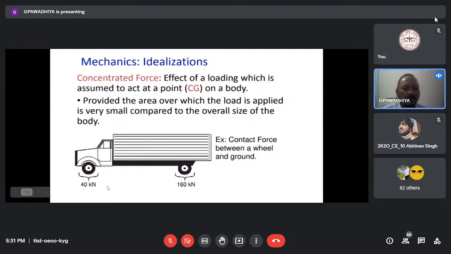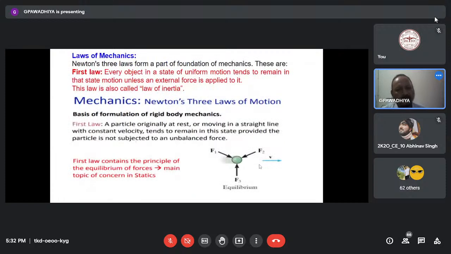So here, say the total load is 200 kilonewton, and out of the 200 kilonewton, 160 kilonewton, a 16-ton load, is getting transmitted through the rear axle, and 40 kilonewton, or a 4-ton load, through the front axle. So this is how this truck is transmitting the 200 kilonewton load through tires to the ground. And the contact area between the tire and the ground or road is small, so it is good enough to assume that these are concentrated forces.